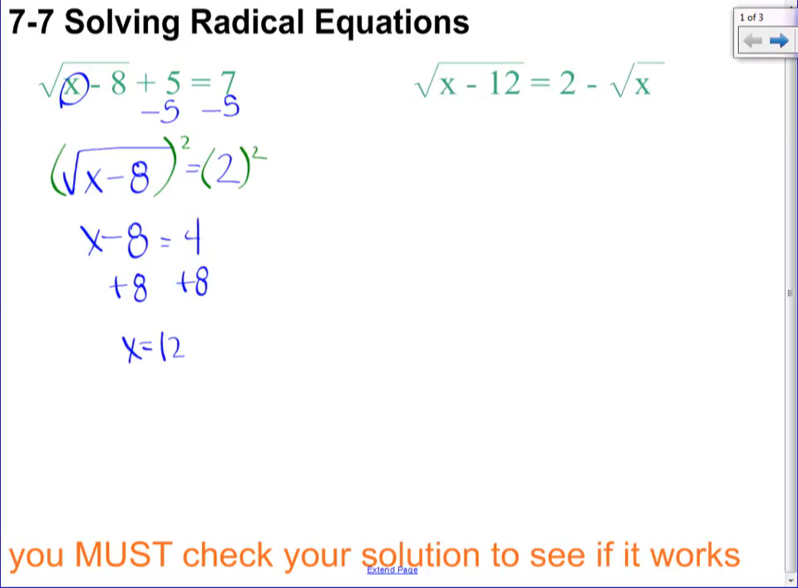All right, this guy. We're going to need to square both sides. So when we square this side, what do we get? We get x minus 12. What about on the right? 4 minus x.